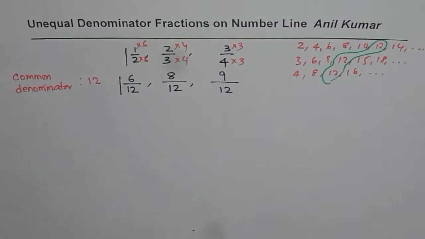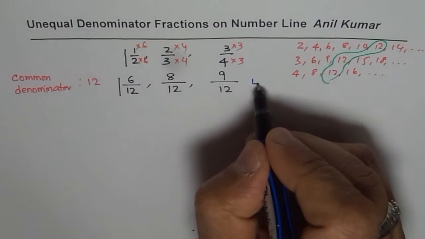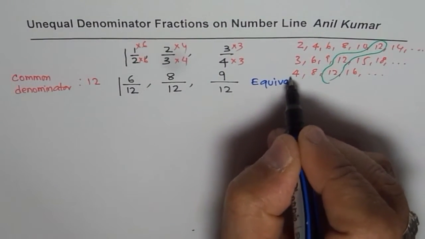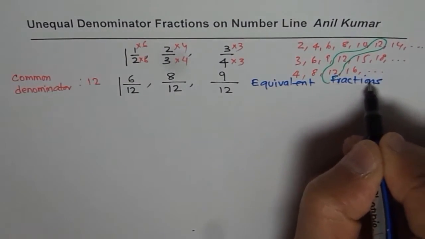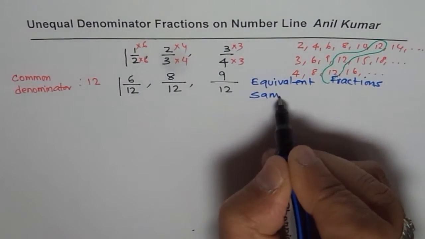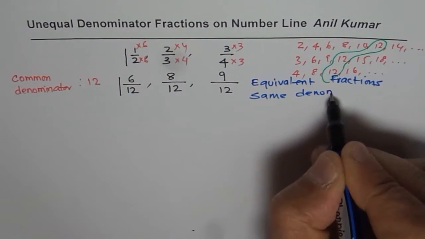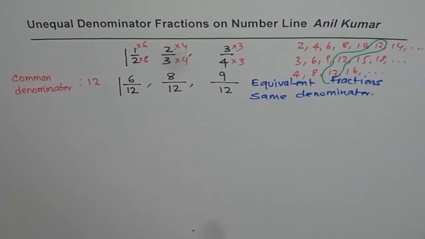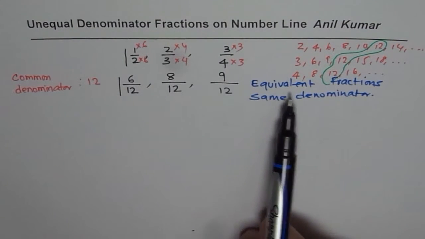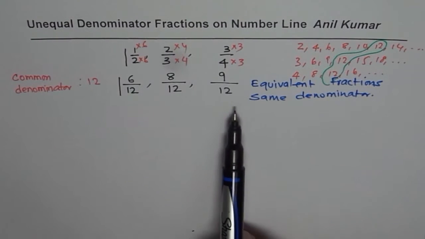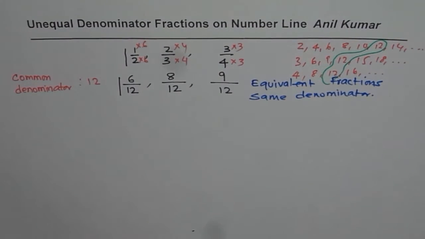So these are the three different fractions, and we call them equivalent fractions. And they have the same denominator. So the first step is to write the fractions as equivalent fractions with the same denominator. Once you do that, it is simpler to represent them on a number line.